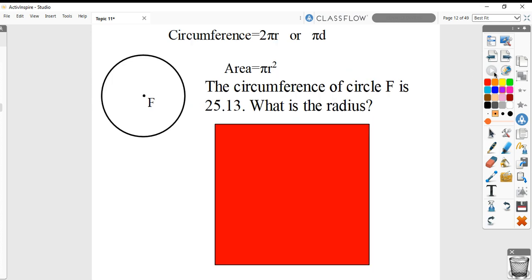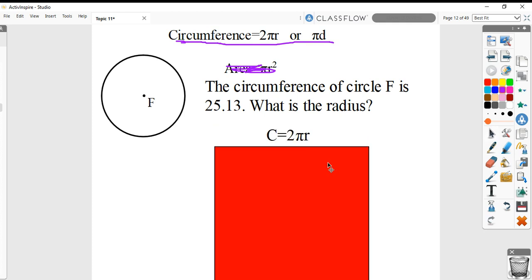So this time, the problem tells us that the circumference of this circle is 25.13. Okay, so this is a circumference problem. We're going to be using these formulas up here. We're not going to bother with anything down here. Let's see if I can fix that a little bit. There we go. We're going to be doing these formulas up here. Circumference, we're not going to worry about the area. So the circumference of this circle is 25.13.